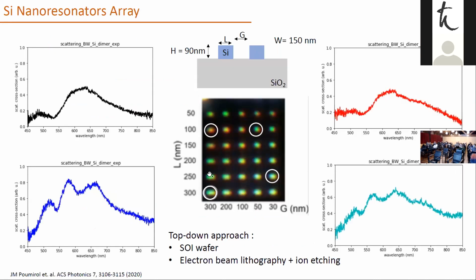So this is what the array looks like. All of the antennas have the same shape, so they are a dimer of silicon. All of them have the same height and width, and what changes is the length of the silicon and the gap between the two silicon squares. You see in these dark field images that already you can see some difference in the way they scatter the light, with red, red orange to green, and here is the scattering cross section for 4 selected antennas to show you how it moves.